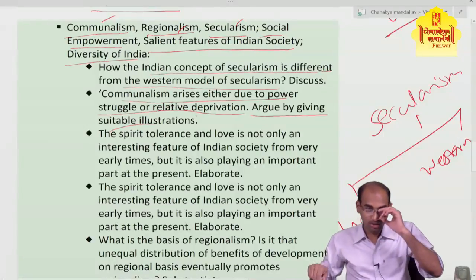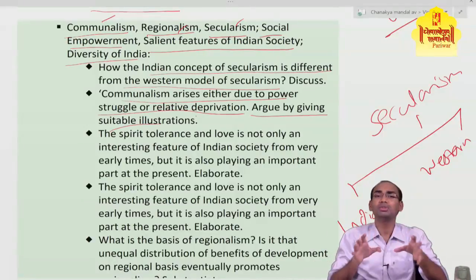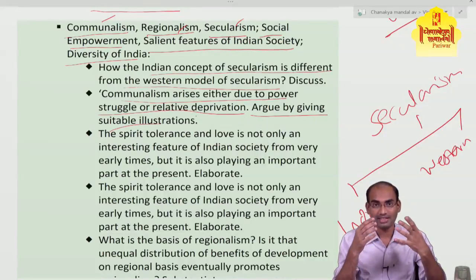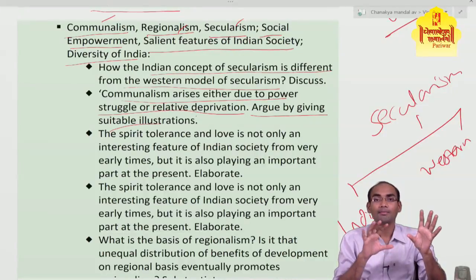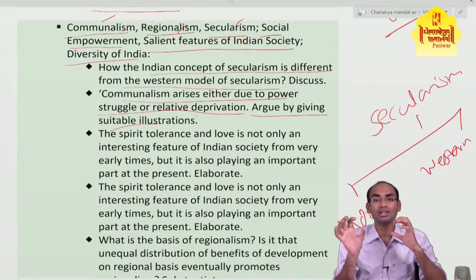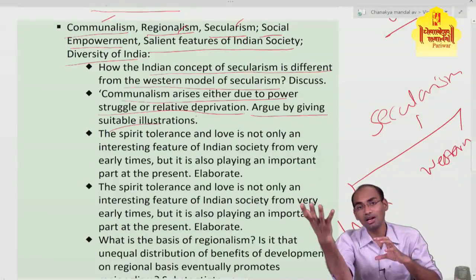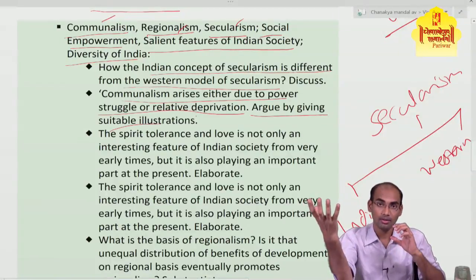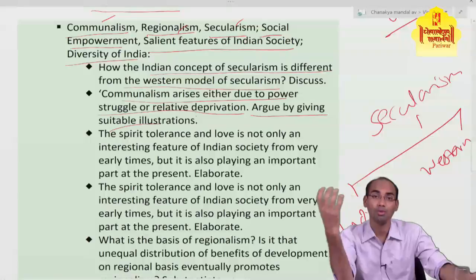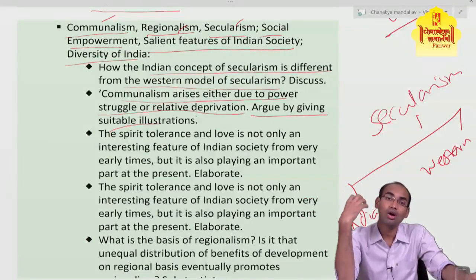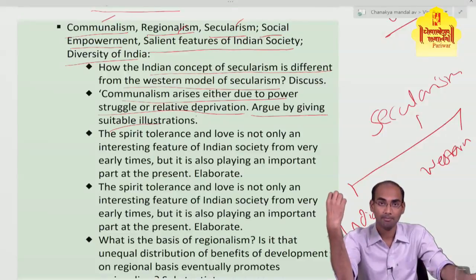Okay, first you need to define what is communalism. Bipan Chandra somewhere defined communalism as a belief that some section of society is stronger, stronger in population, stronger in opinion. So they have control over all the institutions in society: the economic institution, governance institution, political institution, everywhere.